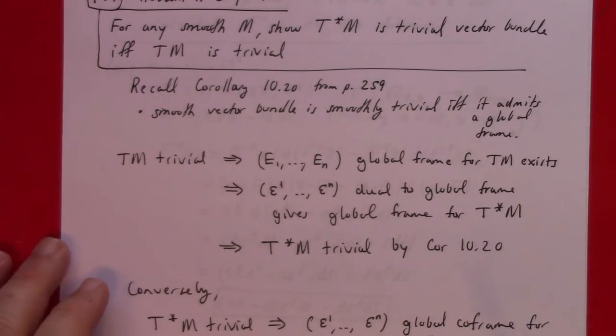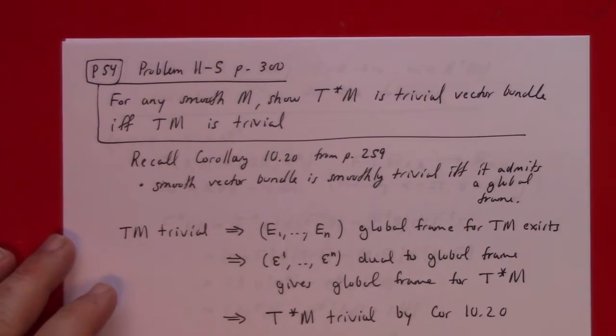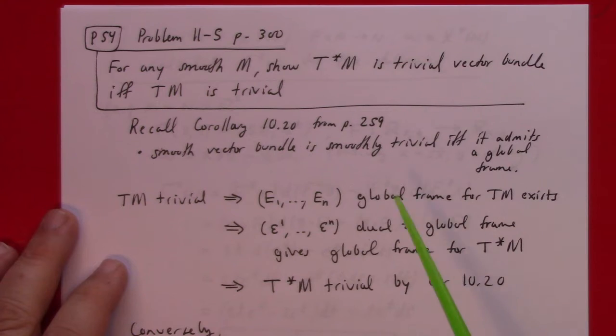And then this one, problem 54, is actually really easy if we read the chapter we skipped, corollary 10.20 from page 259, where we learn that a smooth vector bundle is smoothly trivial if and only if it admits a global frame. So if TM is trivial, there's a global frame for TM. But the thing is, if you've got a global frame, you can find the dual to the global frame, because that's just linear algebra pointwise. And so you've got a dual global frame, and that's a global frame for T*M, which then means T*M is trivial.